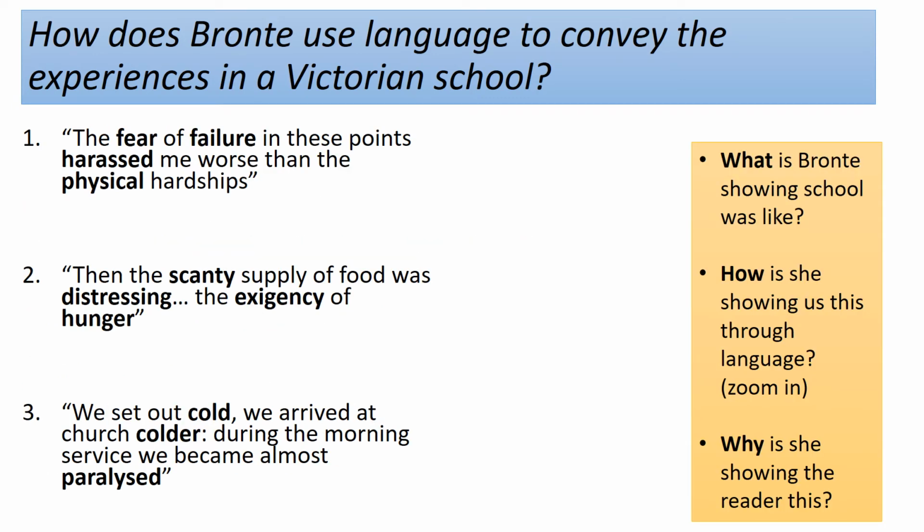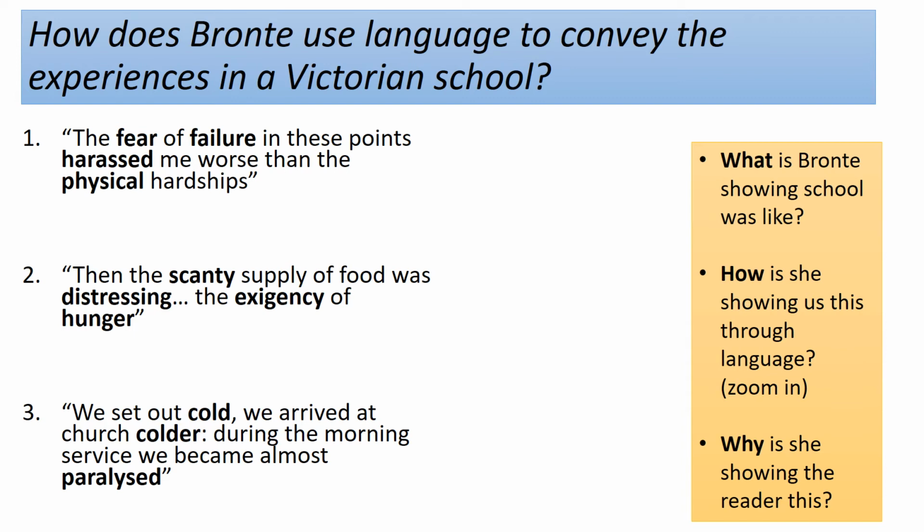Now to take this further, we now need to start looking at a close analysis of some of the key quotations that are going to help us to answer today's question: how does Bronte use language to convey the experiences in a Victorian school? Now you'll see on screen I've picked out 3 key quotations that I think really highlight Jane's experiences to the reader. And we're going to do what we always do in lessons, pick out those key quotes and then analyse closely the language that's being used in them, trying to think about what Bronte is showing us that the school was like, how she's showing us through that language, and then why she's showing us that. What is that showing the reader about Jane's experiences at school?